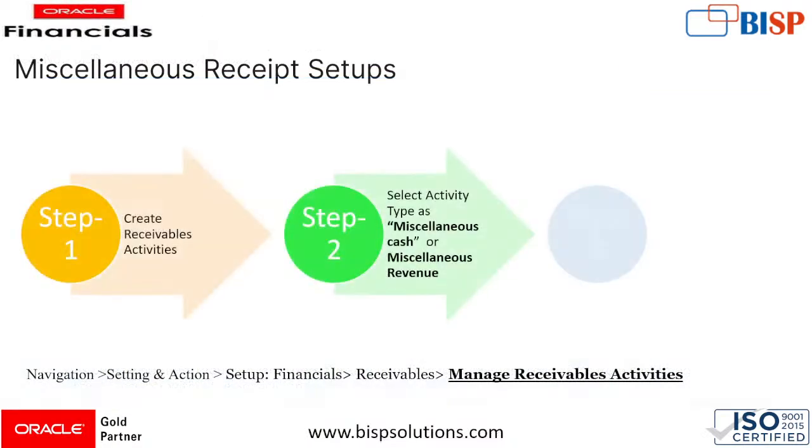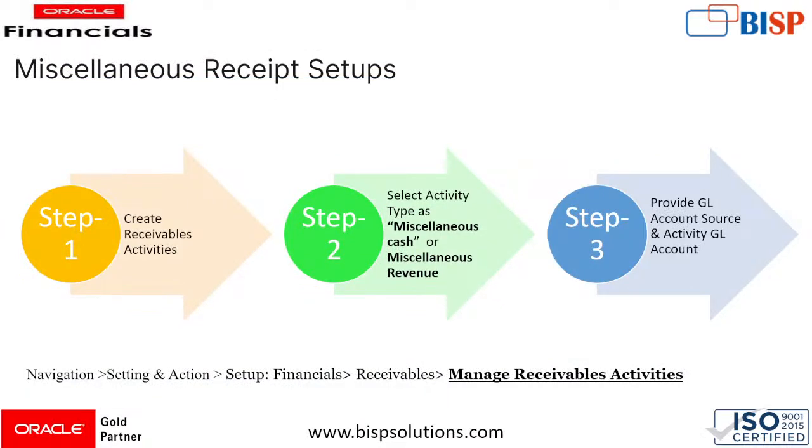So for miscellaneous receipt setup, the first step is to create receivable activities. That navigation will be Setup and Maintenance. Select the setup scope as Financials, and there we will search for Manage Receivables Activities under Receivables, right? So that is the navigation path, and there we will select the activity type as miscellaneous cash, or you can say miscellaneous revenue, right?